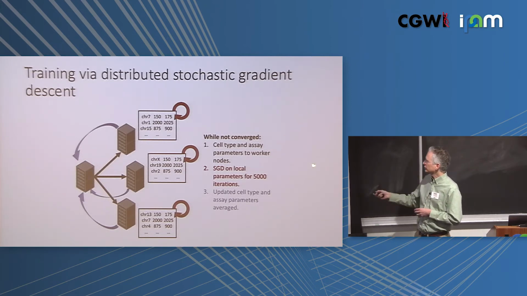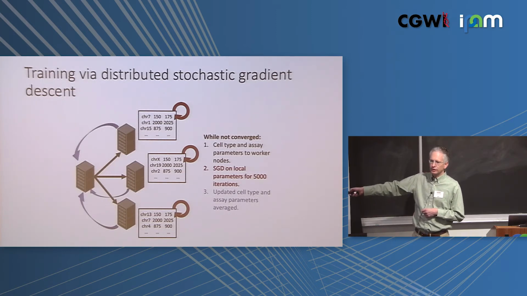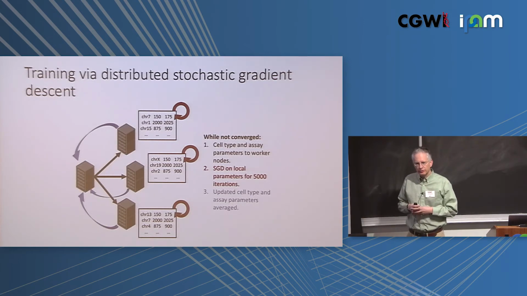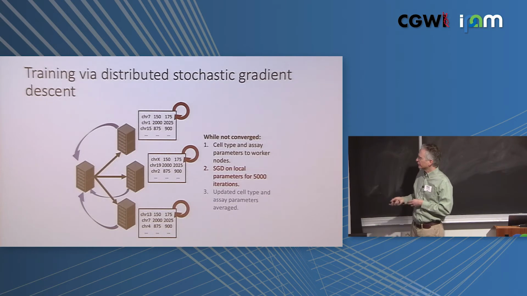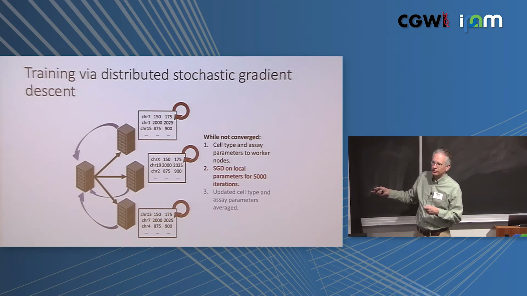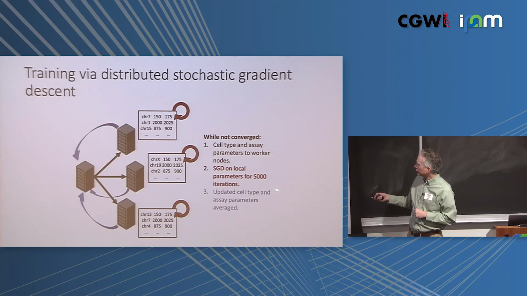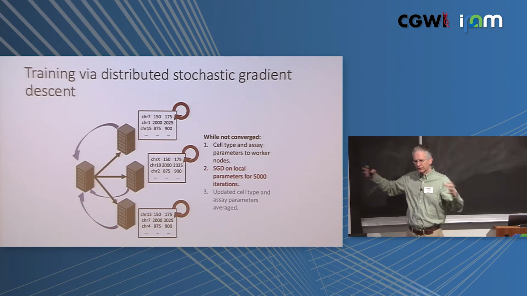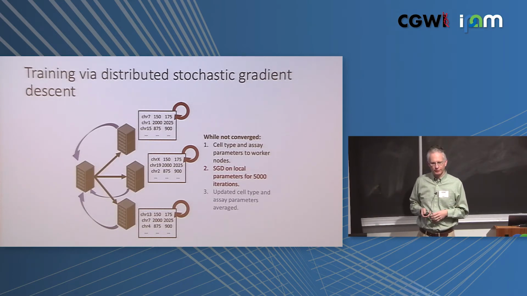And the way that it works is you basically farm out subsets of the data. You have some master node here, and it's farming out subsets of the data. And they're each doing some rounds of stochastic gradient descent, updating their parameters. And then it does 5,000 iterations of the local parameters for one subset of the genome. And then it averages the assay and cell type parameters from all the different parts of the genome together after those 5,000 iterations, and then farms those back out and does another round, and so on.